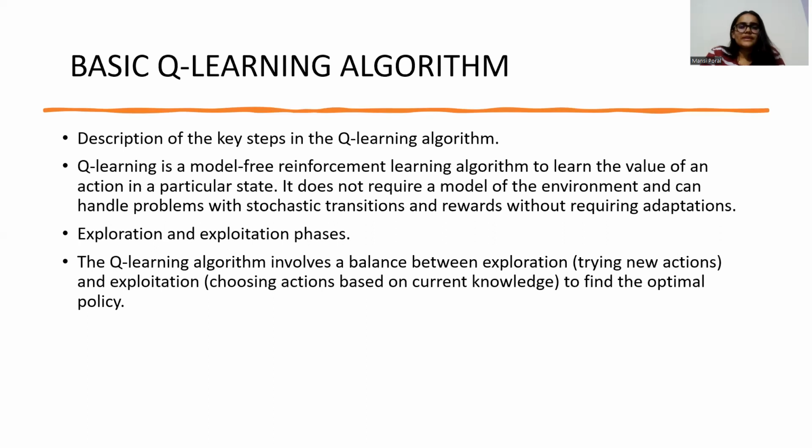So, what is a basic Q learning algorithm? So, description of key steps of Q learning algorithm are as follows. So, Q learning is a model-free reinforcement learning algorithm to learn the value of actions in the particular state. It does not require the model of an environment and can handle problems with stochastic transitions and rewards without requiring adaptations. So, exploration and exploitation phases. The Q learning algorithm involves a balance between the exploration, that is, trying new actions, and exploitation, that is, choosing actions based on the current knowledge to find the optimal policy.